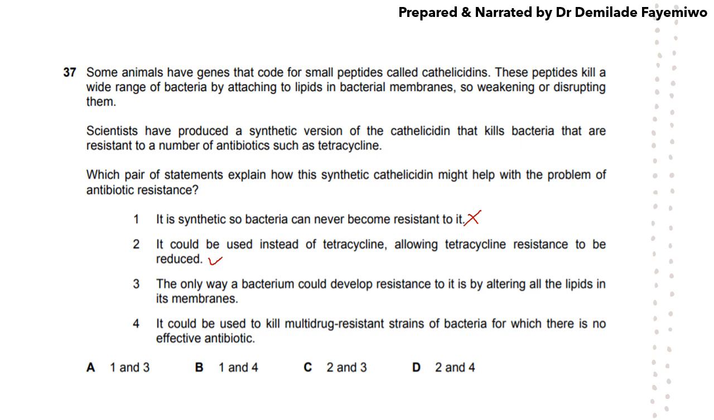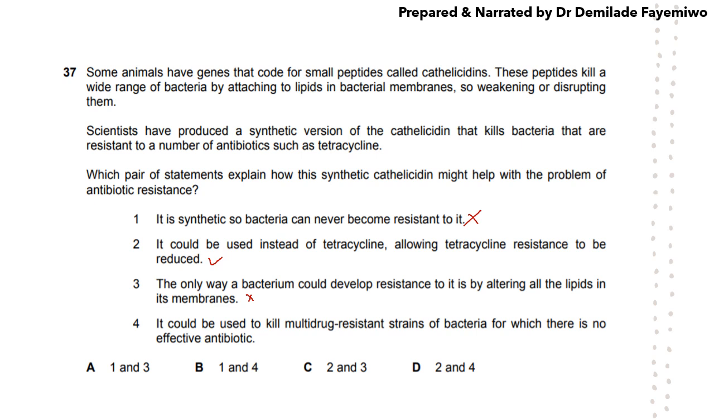And then 3 says, the only way a bacterium could develop resistance to it is by altering all the lipids in its membrane. That's not true. So bacteria can develop resistance in a variety of ways. So even though it attacks the lipids in the bacterial membranes, the bacteria doesn't have to change every single lipid in its membrane in order to become resistant. Just by changing maybe just a couple of carbon chains or something, that might result in some form of resistance. So 3 can't be correct.